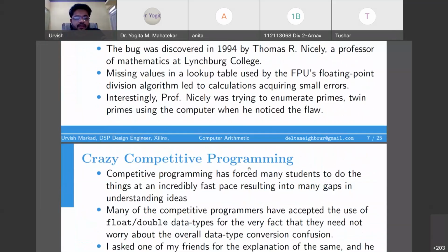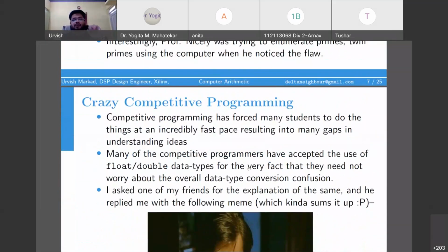Okay. Next thing is, I don't want you to show this meme. Okay, I'll unfurl it later.